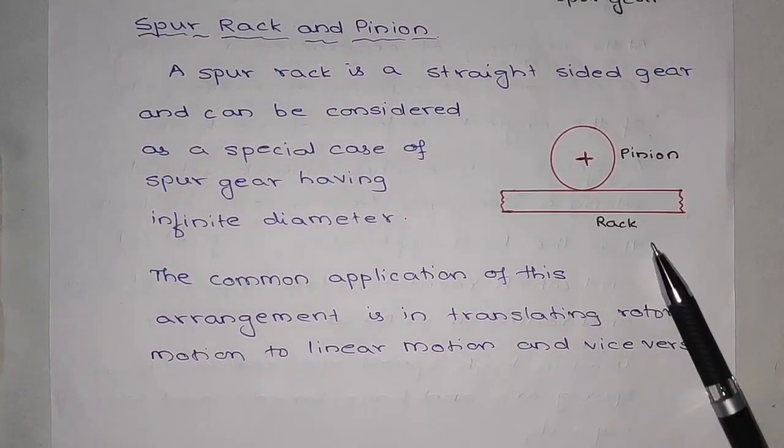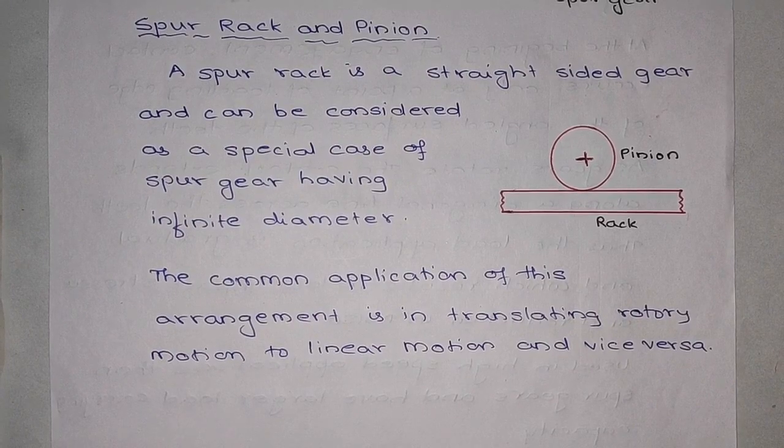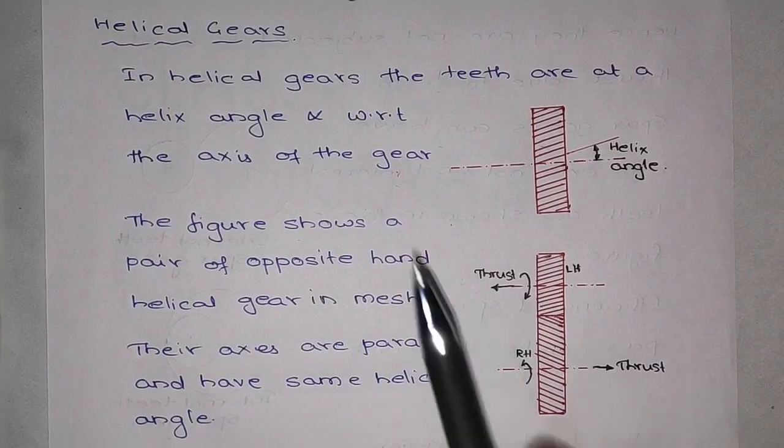So this is the spur, rack and pinion type of gear arrangement. We shall see now the next type of gear. Coming to next is the helical gears.